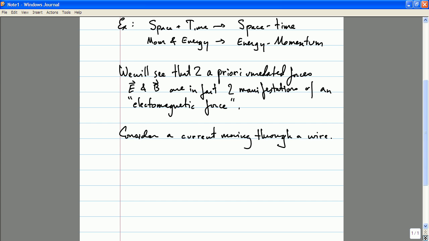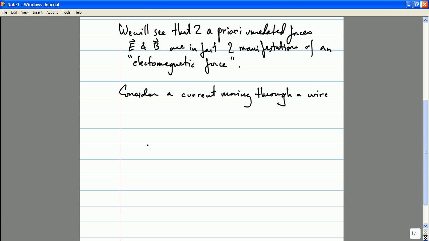So here I have some wire. I'll draw the wire with some thickness so that we can think about the dynamics of what's going on inside the wire. And let's say that I have some electric current, which is usually denoted by the symbol I. So what does it mean that I have an electric current?